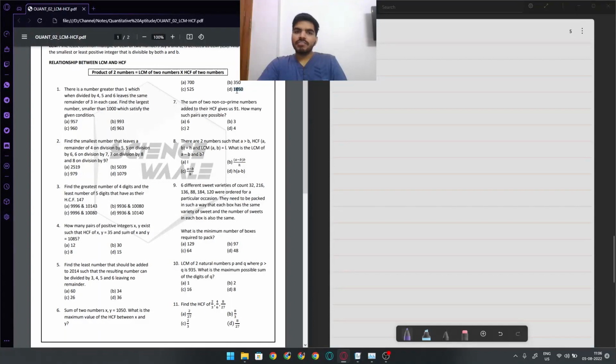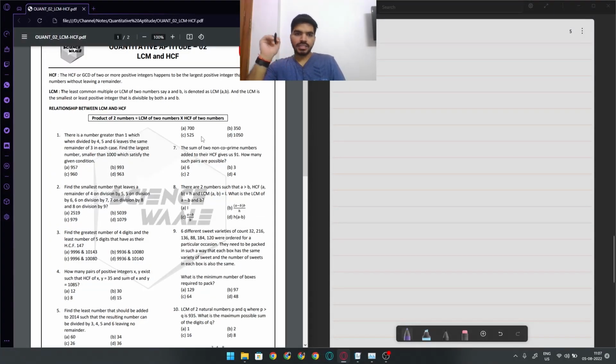So HCF can never be option D. 1050 can't be HCF because then the sum will exceed 1050. Ignore it. So that's not possible. Option D eliminated. Option A doesn't make sense because if one of the numbers is 700, the other number will at least be 700 to have 700 as the HCF. And if it is 700, then it will exceed the condition of sum as 1050.